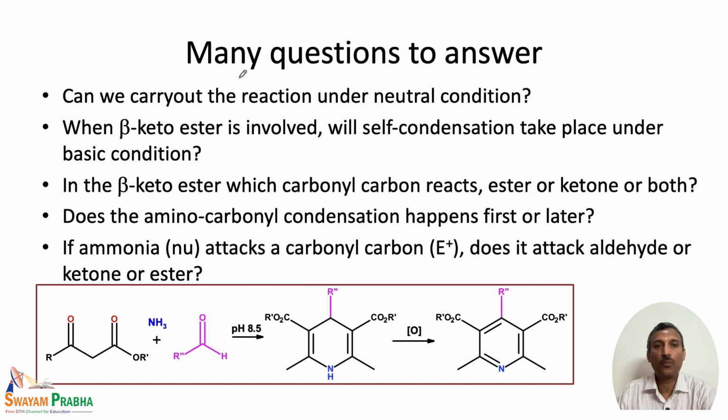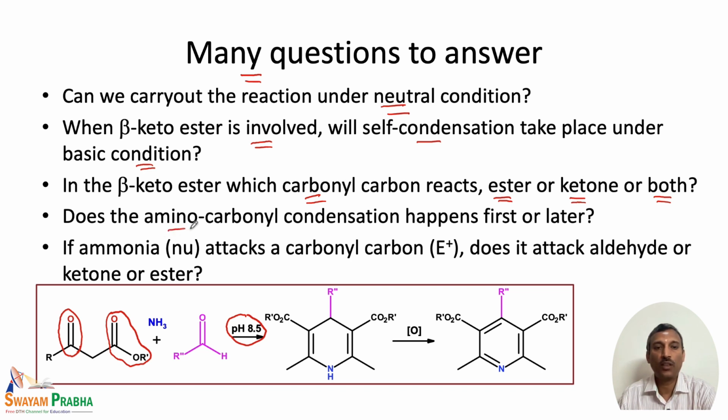So, in this multi-component reaction, we have many questions to answer. We have seen that the reaction occurs under basic conditions. So, our first question is, can we carry out this reaction under neutral conditions instead of basic conditions? Then, when beta ketoester is involved, will self condensation take place under basic conditions? So, this is another question. The beta ketoester contains 2 units, that means it has a ketone and also an ester unit. So, when we have this kind of multi-functional unit present in this compound, which carbonyl carbon actually reacts, whether it is the ester carbon or the ketone or both? So, this is another question we have to answer.